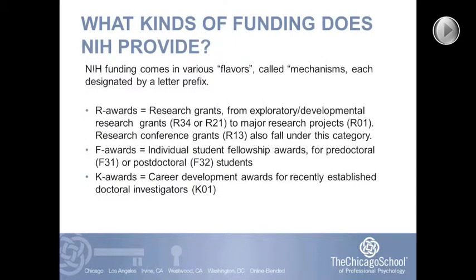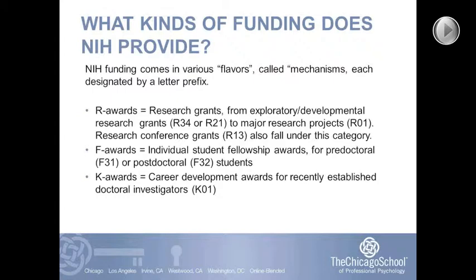You may have heard about different types of NIH funding before. I'm not sure, but I sort of call this various flavors. They are called at the NIH mechanisms, and each one is designated by a letter, which refers to the type of funding it is. The major types are R awards, which are research grants, and these are awards given to independent investigators, people already with doctoral degrees, typically with an appointment or an affiliation at a university or another researching institution. These are not awards that can be given to students.